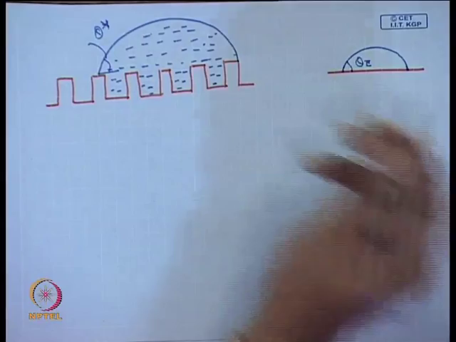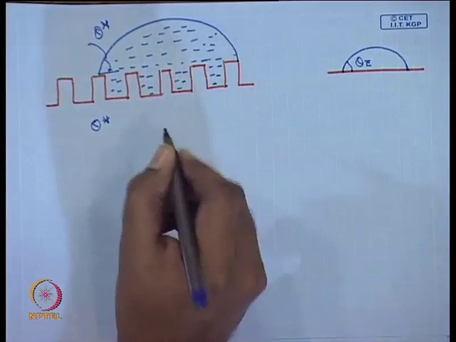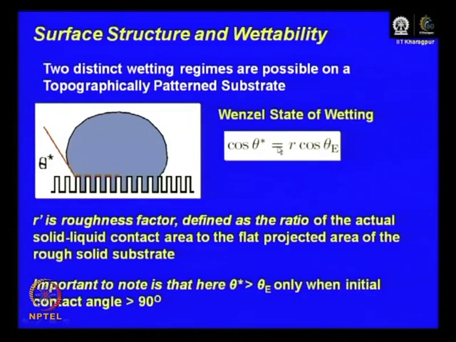You can have an acute angle, you can have an obtuse angle, it does not really matter. You have a contact angle theta star, which is given by the equation cos theta star equal to r times cos theta e, where cos theta e is the equilibrium contact angle between the liquid and a flat surface of the same material. Now, theta star is the effective contact angle on a topographically patterned surface of the same material. Now, r is defined as the roughness factor, which is the ratio of the actual solid liquid contact area to the flat projected area of the rough solid surface.